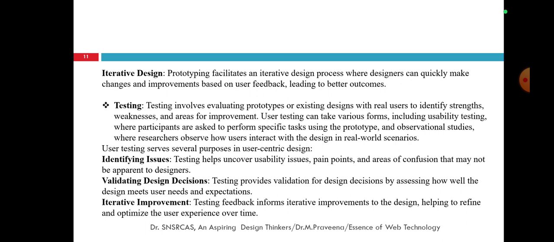Testing. Testing involves evaluating prototypes or existing designs with real users to identify strengths, weaknesses, and areas for improvement. User testing can take various forms, including usability testing, where participants are asked to perform specific tasks using the prototype, and observational studies, where researchers observe how users interact with the design in real world scenarios. User testing serves a purpose in user centric design.